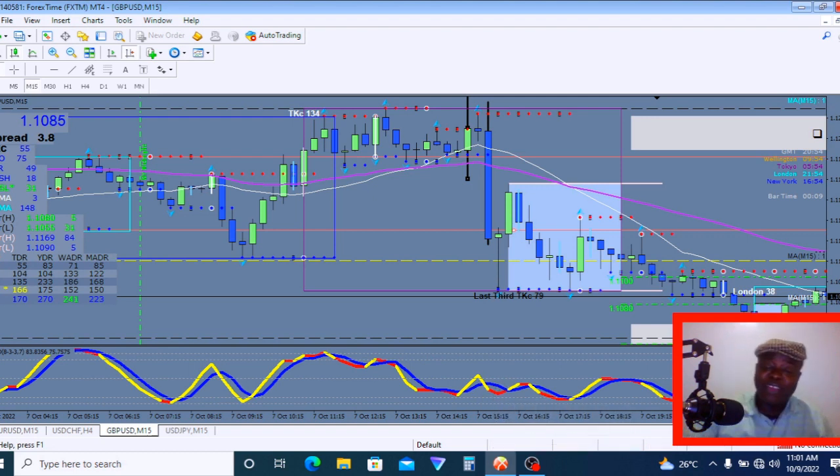In that case, we cannot take a decision because our stochastic of 1 hour, which is going to be the driver that will drive that of 15, has been done. So the 15 minute stochastic is done. So we cannot take any meaningful decision at that point. So we need to exercise a lot of patience while we are trading at that area.